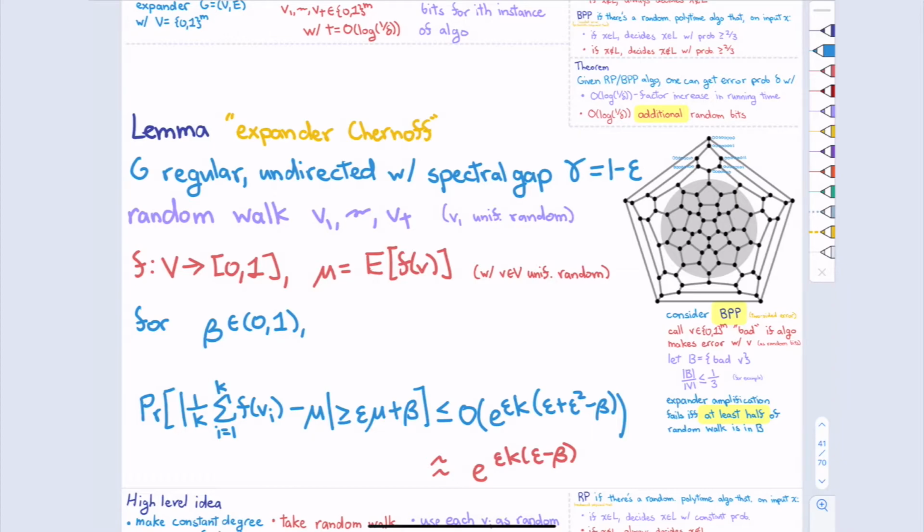In our application, we also have control over mu. Let's say that my algorithm originally had probability of success 2/3 or something. I can do a constant number of amplifications and get that up to 99 out of 100 if I wanted, before applying the theorem and stuff like that. So for this application, it'll be okay.